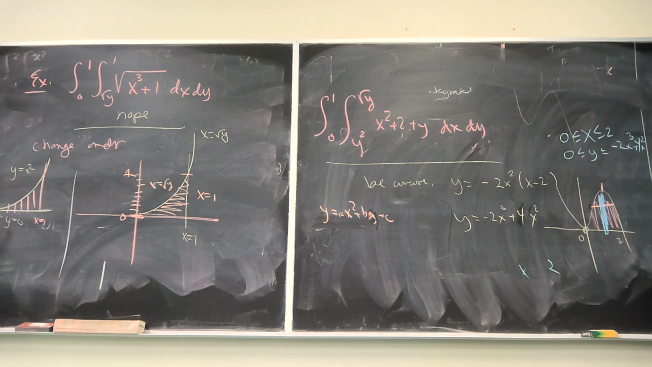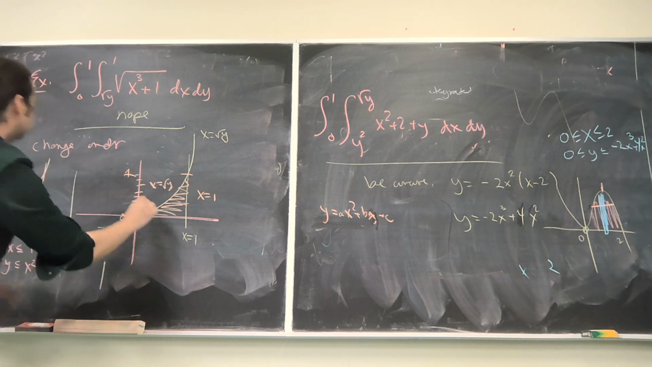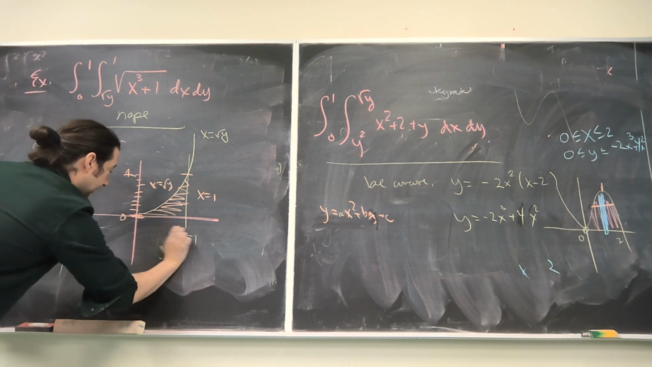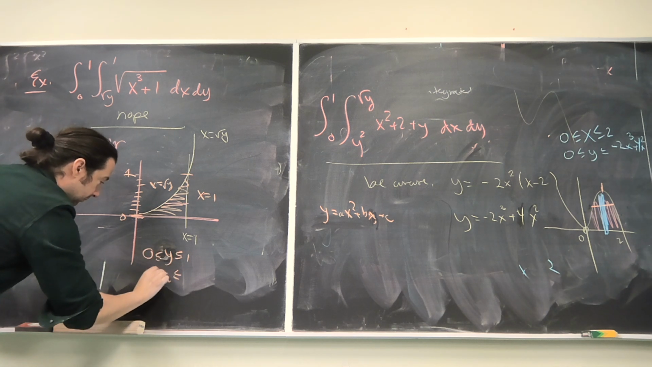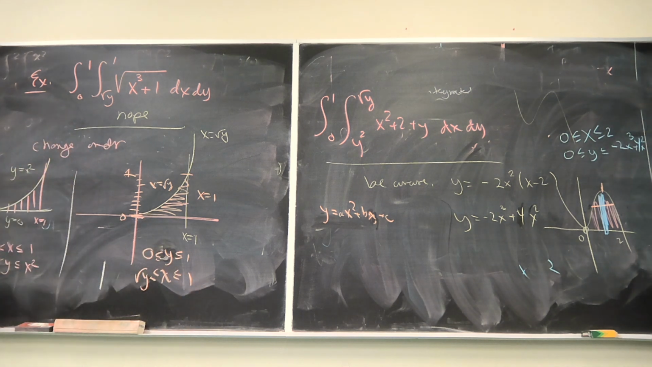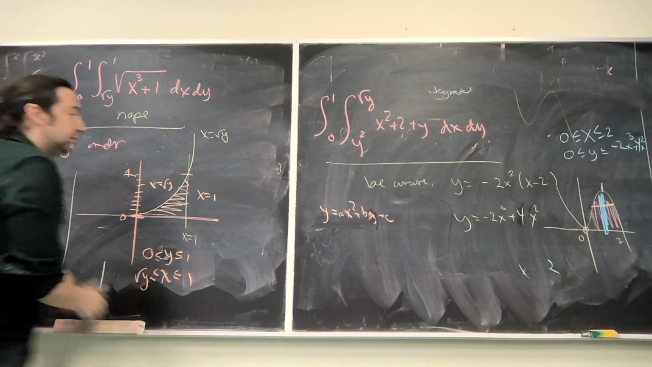But when I rethink of the region in this way, so now the inequalities are x goes from 0 to 1, and y goes from 0 to x squared, as opposed to what we started with, which is y goes from 0 to 1, and x goes from root y to 1. So we've switched the order of integration. We switched the description of the region from type 2 to type 1.